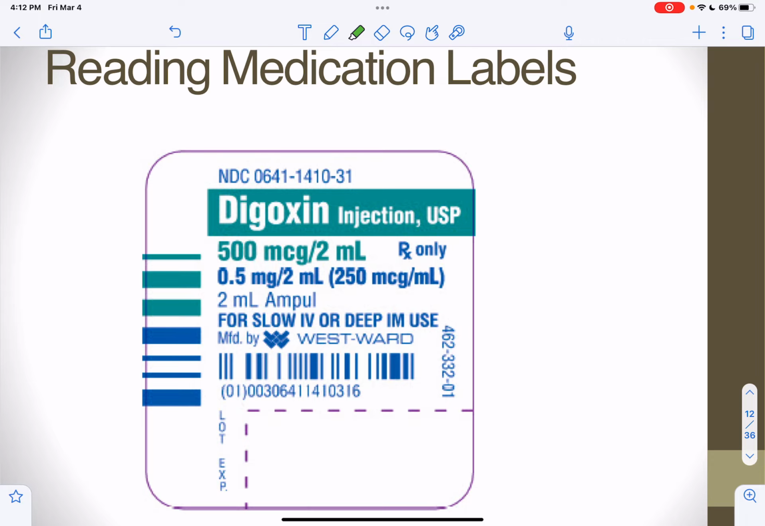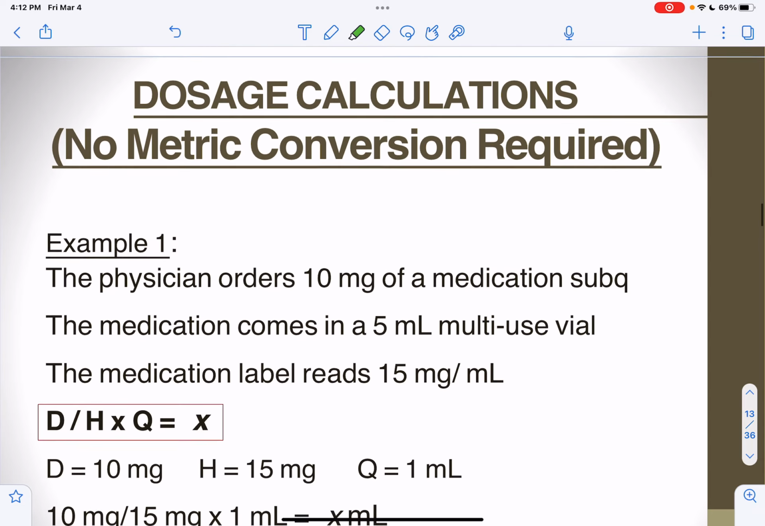Okay, digoxin, there's 500 micrograms per 2 mLs. And this is nice because they actually converted it to milligrams for you already, right? But the way we would do that is just divide by 1,000, right? But it's 0.5 milligrams in 2 milliliters. And this is a single ampule with 2 milliliters in it. Okay.